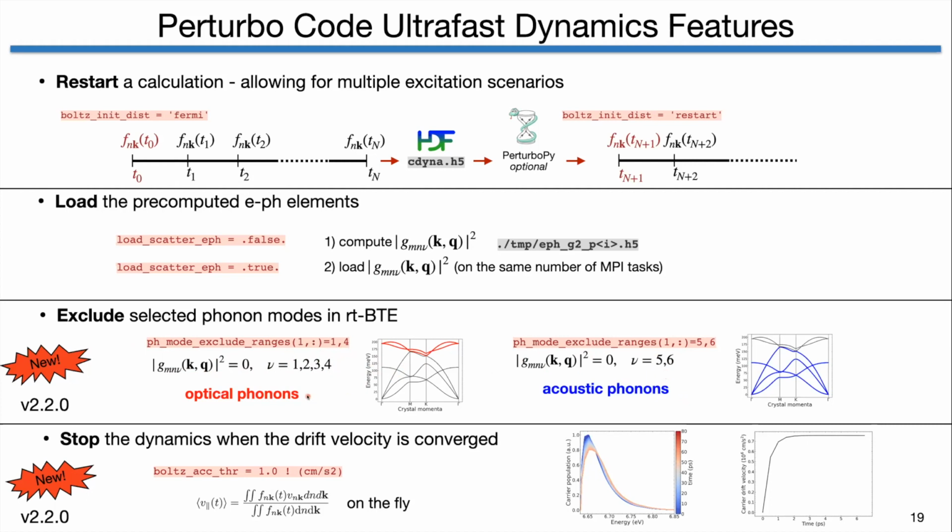Another new feature is that you can stop the ultrafast dynamics when the drift velocity is converged. So you don't have to guess how many steps you actually need to time step your equation until you reach that steady state that I was talking about before. You can set the Boltzmann acceleration threshold, which is in the units of acceleration, but which basically means that we want to stop the calculation once we reach our steady state for the new field value.